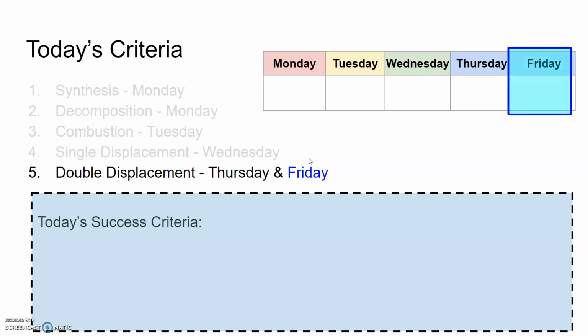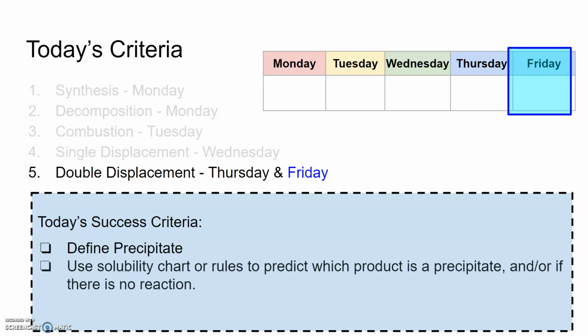Today, what we're going to do is focus on precipitates. So we're going to define what a precipitate is, and we'll use the solubility chart or rules to predict which product is a precipitate, and also if there is no reaction. And then finally, for honors chem, you're required to learn about net ionic equations.